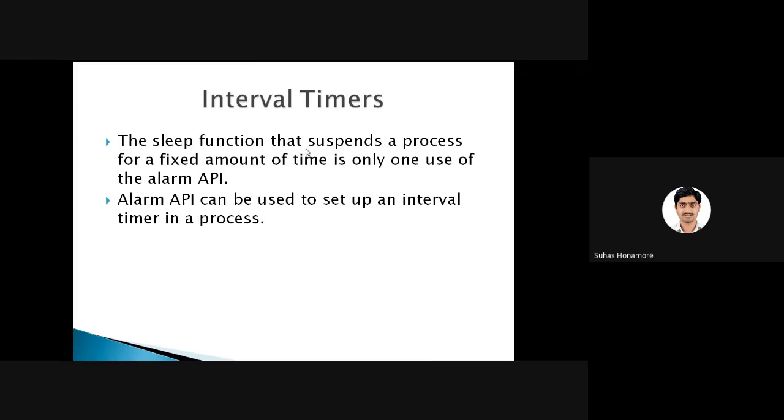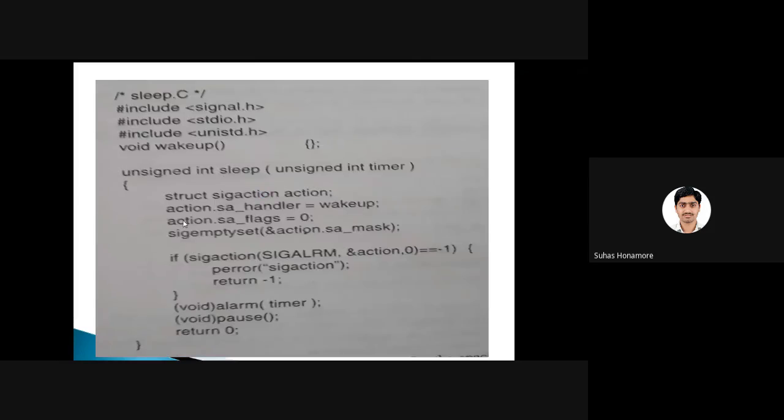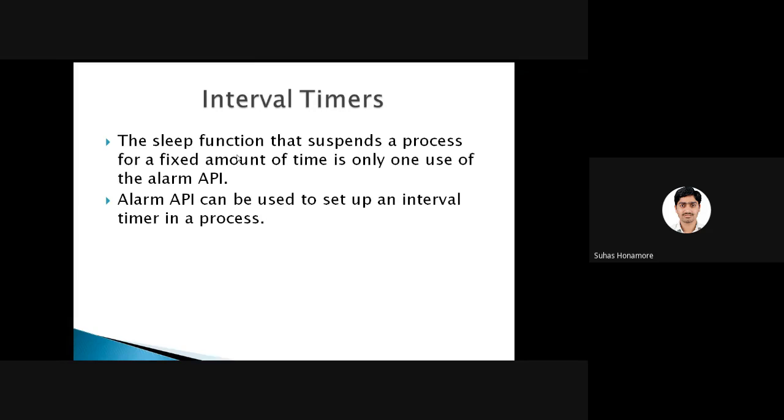The sleep function suspends a process for a fixed amount of time, which is what we did here, using the alarm API. Not only this, we can also use it as an interval timer for a process. Maybe there is some interval, say after 5 seconds you want to do some task. Whenever you receive the signal, wait for 5 seconds, then do some kind of task. For those purposes, this interval timer is used.